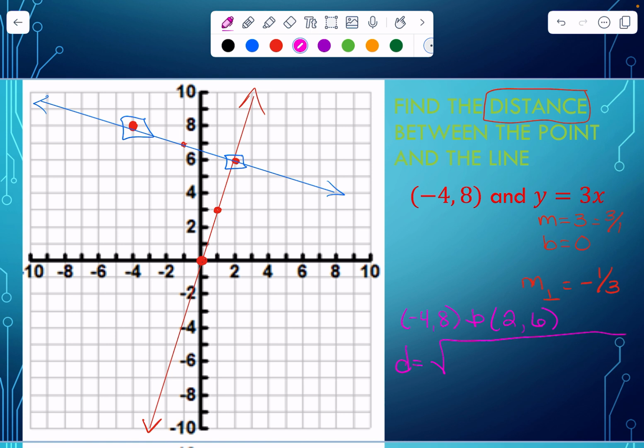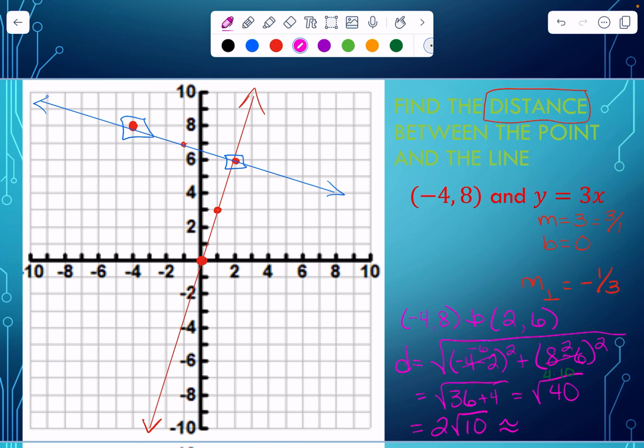Remember, the distance formula is we go x minus x, so I'm going to go -4 minus 2 squared plus y minus y squared. So -4 minus 2, that's a -6 squared. That's going to give me 36. 8 minus 6 is 2. 2 squared is 4. So that is going to give me the square root of 40. We simplify that. Remember, square root of 40 has two numbers. One's a perfect square, 4 times 10. So that's going to give me an exact of 2 square root of 10.